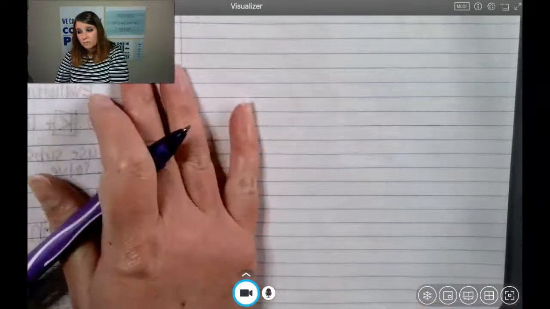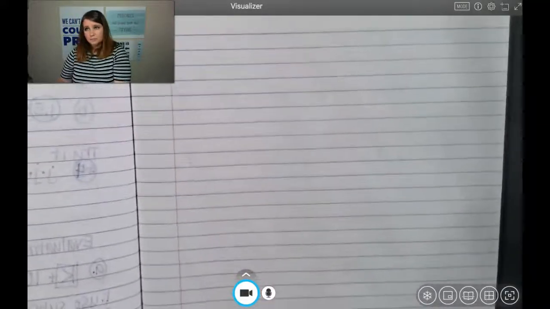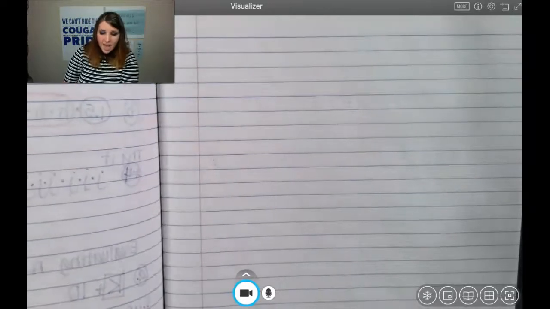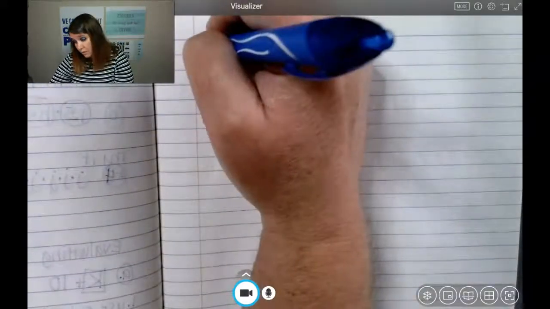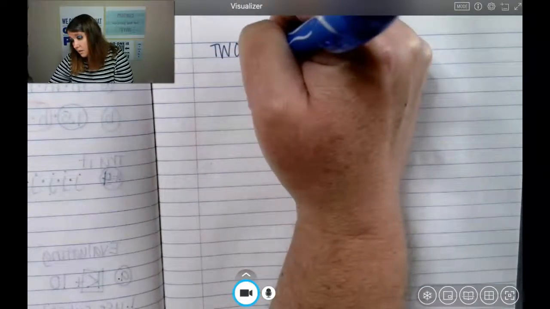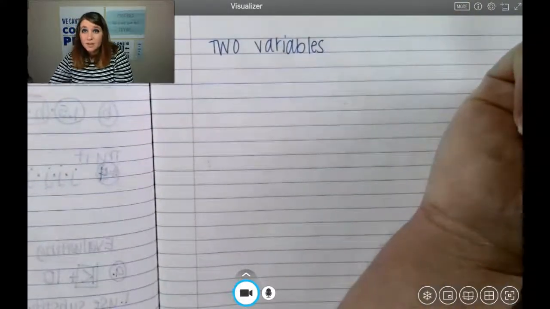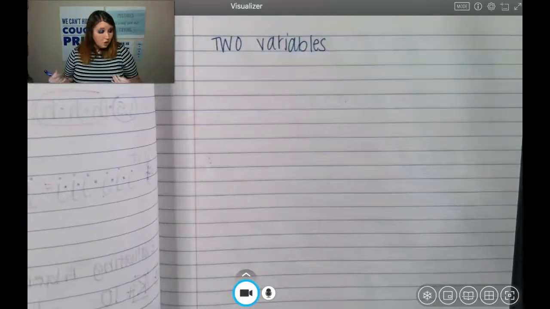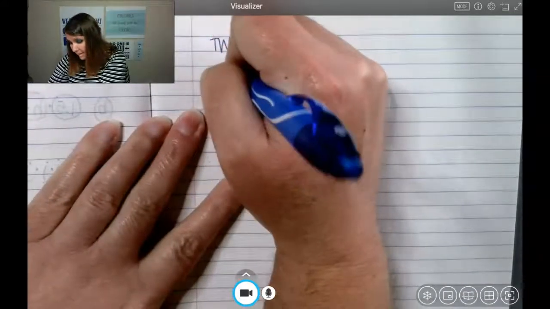So turn your page if you need to, like me. Otherwise, stay on your page where you're at. Okay, the last part of this is, how do you solve numerical expressions when there are 2 variables? So now we're going to talk about 2 variables. So how do we solve when there are 2 variables? Okay, so we know that variables are letters, and what do we do when there are 2 of them in there? For example, n minus m.